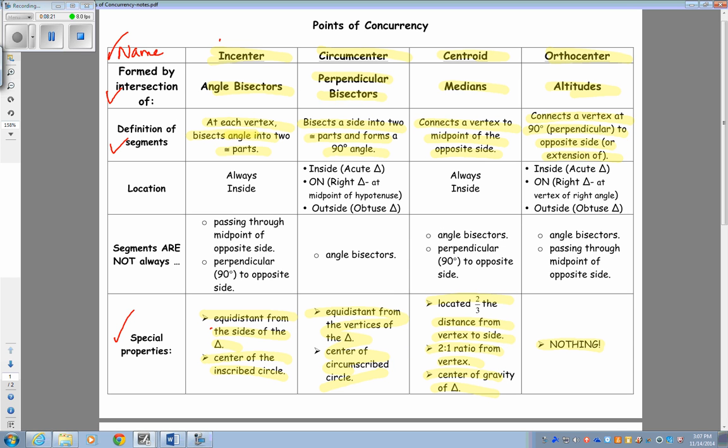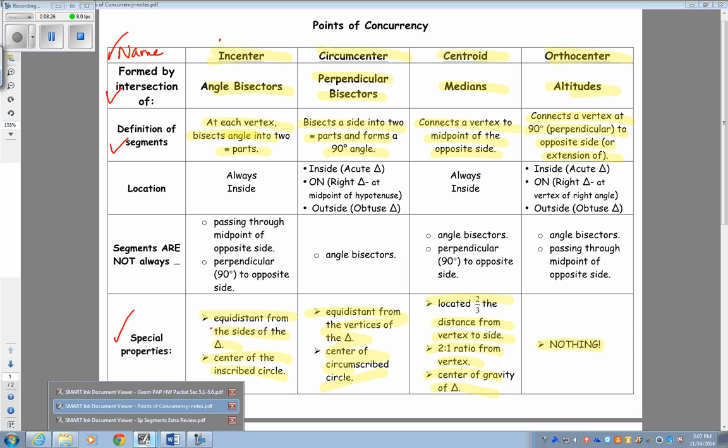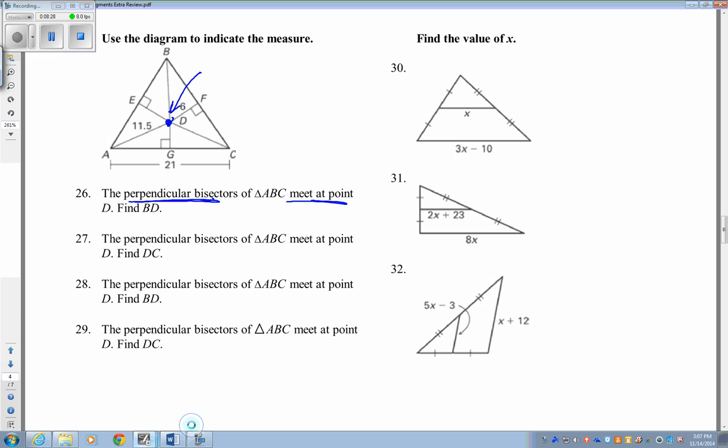I need you to go down to the bottom and read the special property with a circumcenter. Equal distance from what? Yep. To the vertices. Equal distance to the vertices. All right, so since this is the circumcenter, then the equal distance from the circumcenter to the vertices, so that means from D to A and D to C and D to B would all be the same distance.